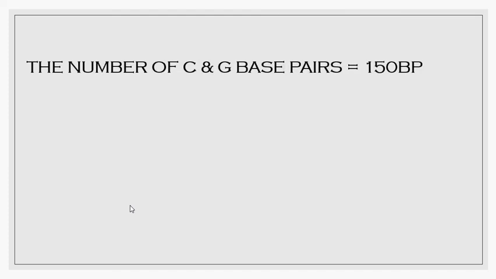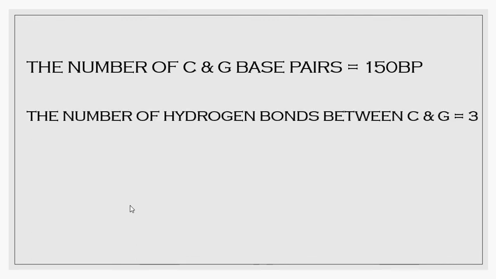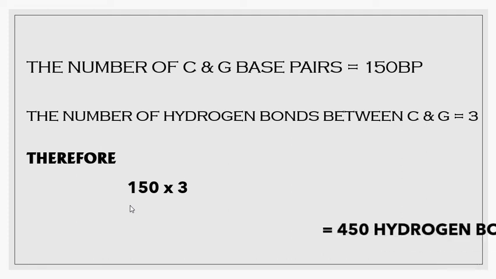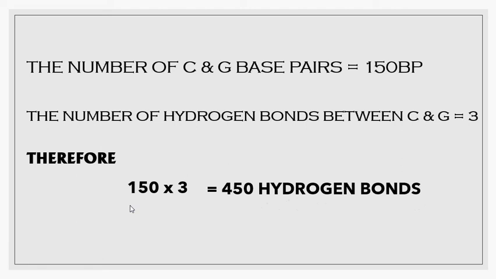Similarly, the number of cytosine and guanine base pairs in B-DNA with 1000 base pairs is equal to 150 base pairs. The number of hydrogen bonds between a cytosine and guanine base pair is equal to 3 hydrogen bonds. Therefore, 150 base pairs into 3 hydrogen bonds is equal to 450 hydrogen bonds.